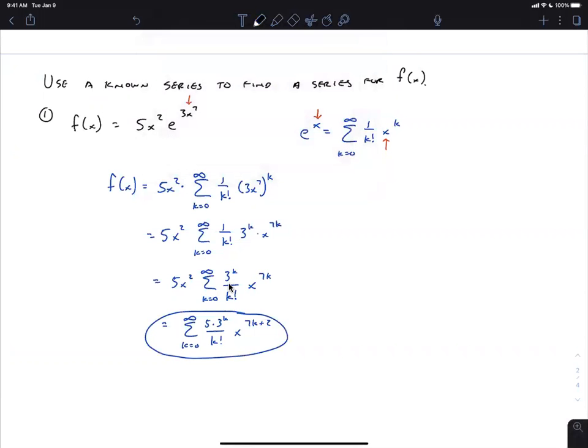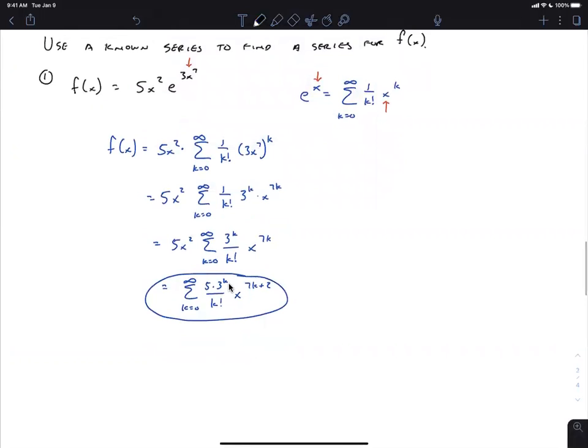And so let's let you guys try one. So you guys try real quick. Number 2, f of x is, we'll say 3x cosine of negative 5x to the 4th. Okay, so I'll give you a few seconds. Let's try that, and then we'll check it together in just a minute.